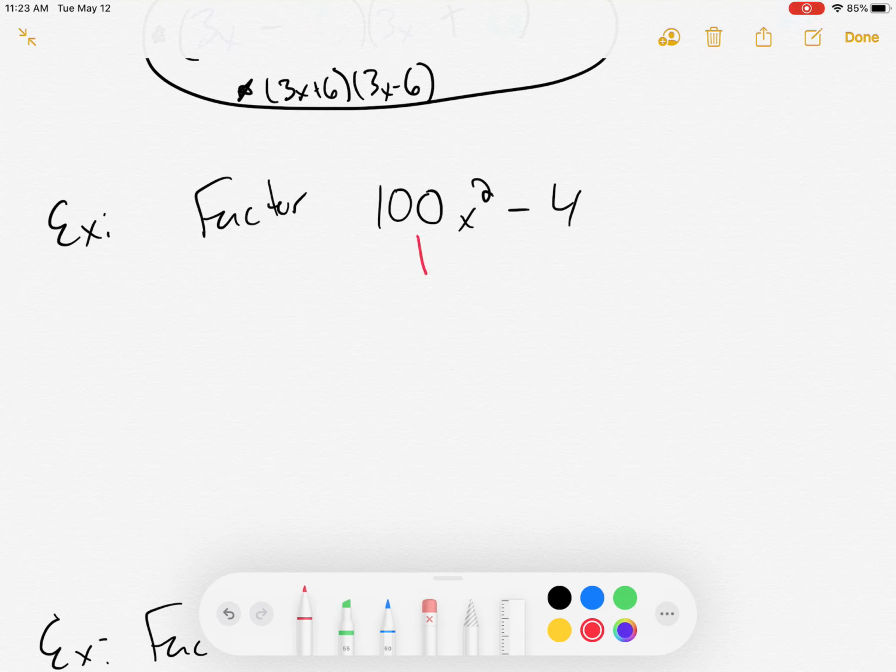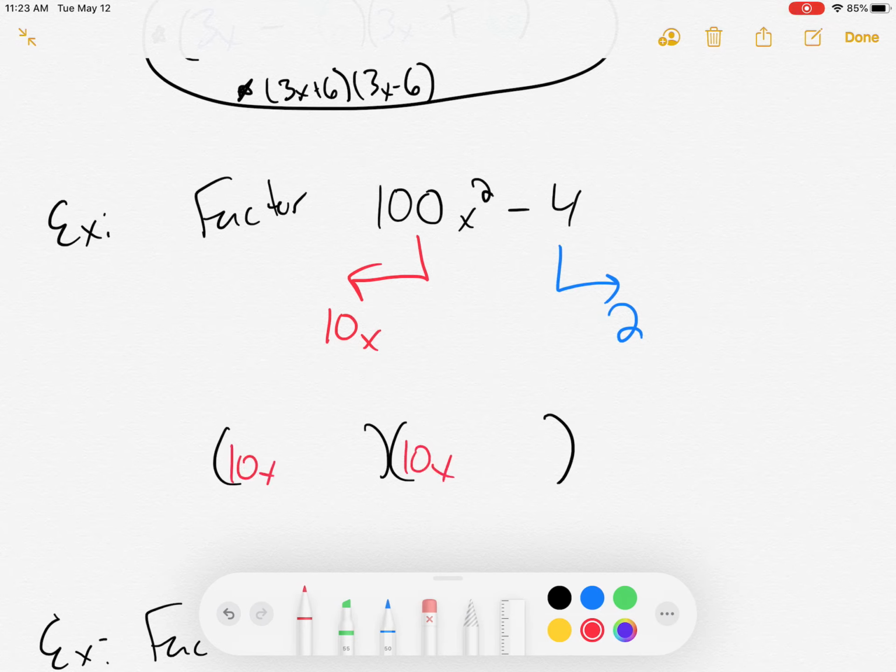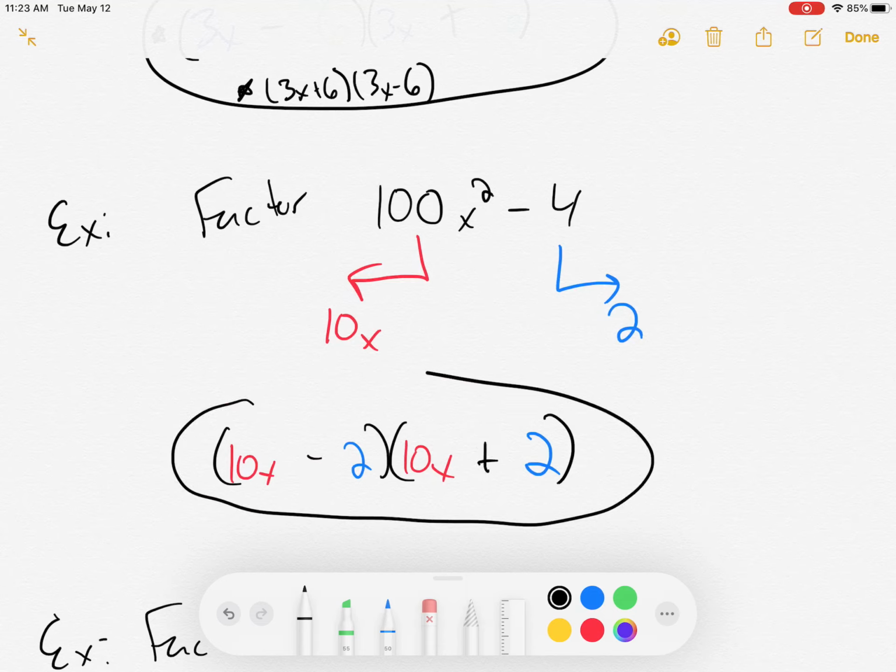Okay, so you should notice the square root of 100 is on our sheet. The square root of 100 is 10. The square root of x squared is x. The square root of 4 is 2. Those are my two square roots that I'm going to use. So all I'm going to do is put my two parentheses. My square root from my first term goes first, 10x, 10x. My square root from my second term goes second, 2, 2. One's plus, one's minus. But again, if you decided to write it as plus minus, makes no difference to me.